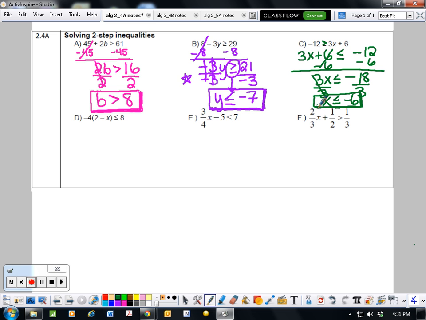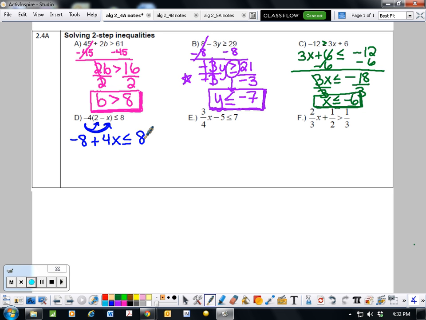Okay, so we're going to move down to the next one. We have parentheses. So the very first thing we need to do is distribute to get rid of those parentheses. So I'm going to multiply in by negative 4. So negative 4 times 2 gives me negative 8. Negative 4 times negative x gives me positive 4x. And that is less than or equal to 8.